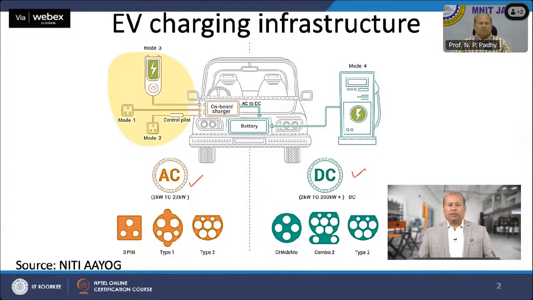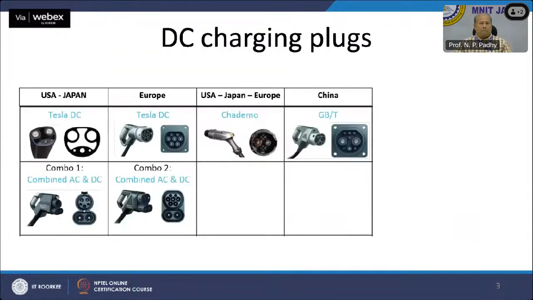In the figure, we can observe the AC charging modes on the left side and the DC on the right side with the socket pins. The AC charger ranges from 2 kilowatt to 22 kilowatts, and the DC chargers range from 2 kilowatt to more than 200 kilowatts. Now you can see different models of DC charging plugs from Tesla and many other manufacturers.